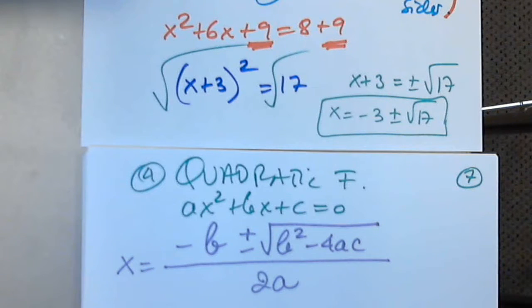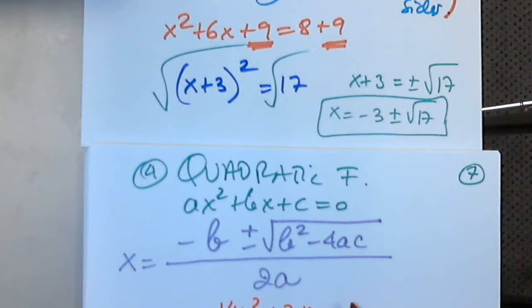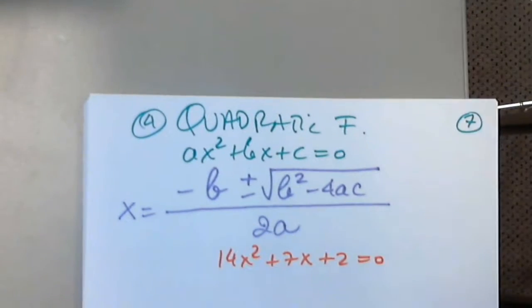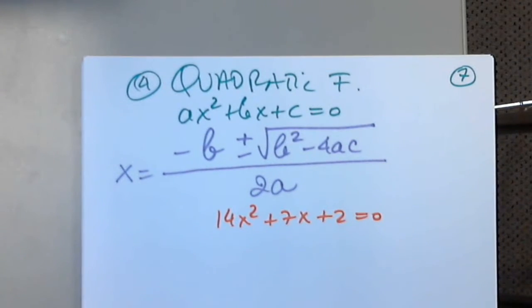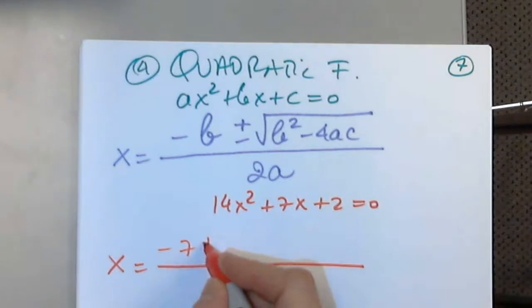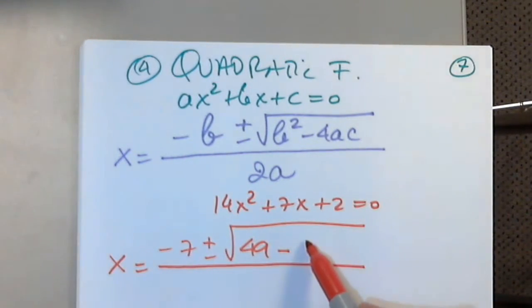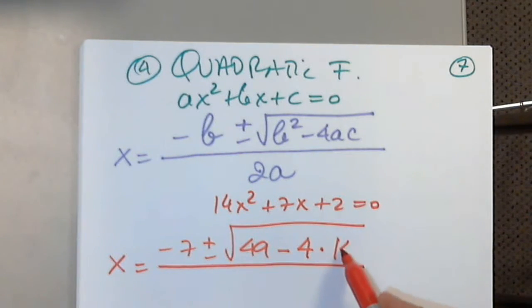Make up any equation you want, and let's solve it using the quadratic formula. Just give me any equation. Say it again. 14x squared plus 7x plus 2. Awesome. It has to be equal to 0. Correct. Good. So then x equals? Very good. Plus or minus the square root of? 49. Very good. Minus 4 times a 14 times c divided by 2a, which is 28.